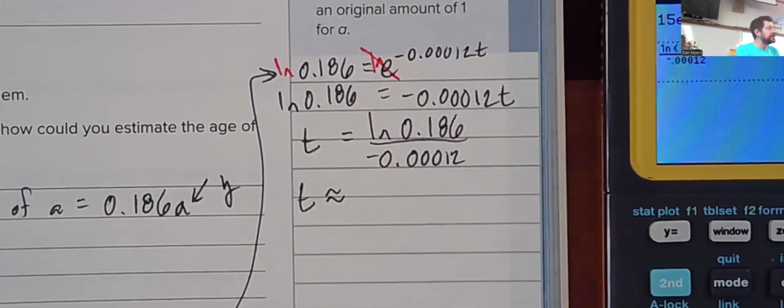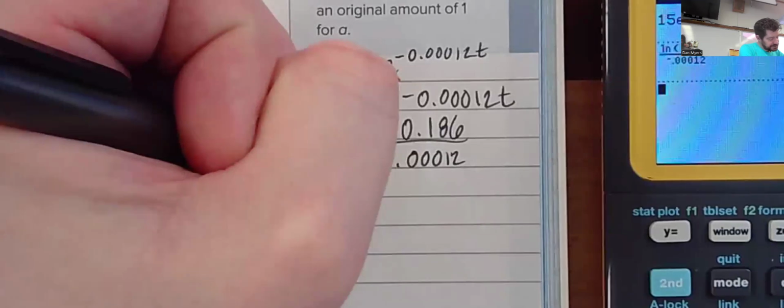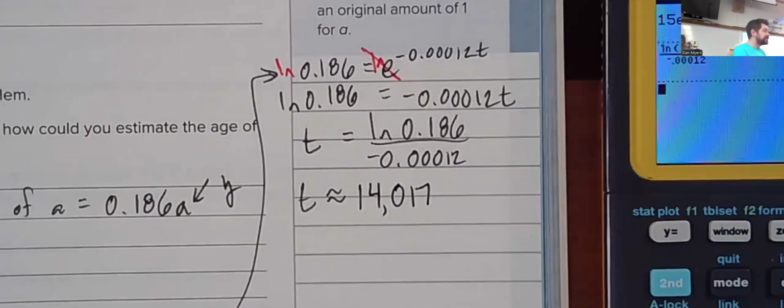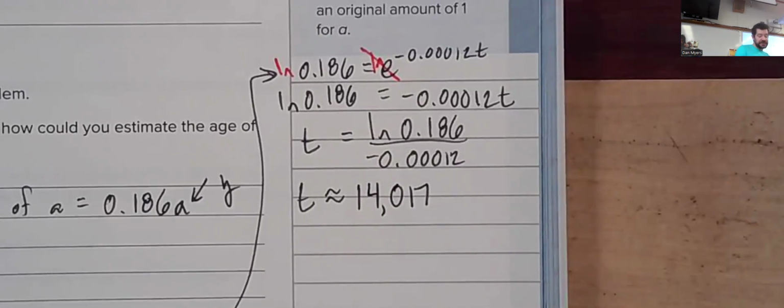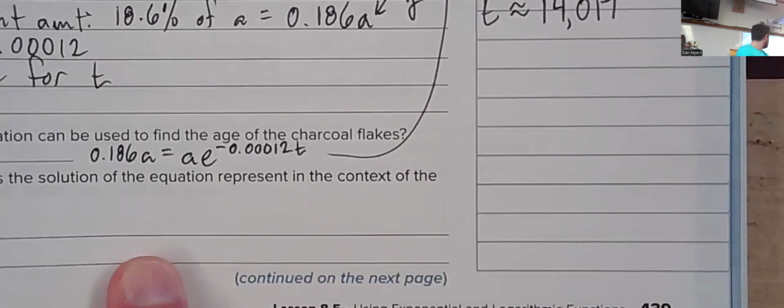And we're going to the nearest year. So if you round it to the nearest whole number, what do you get? 14,017, yeah. So t is approximately 14,017, which means down here at the bottom, our solution is about 14,017. That's our t value. What does that mean in the context of the situation?